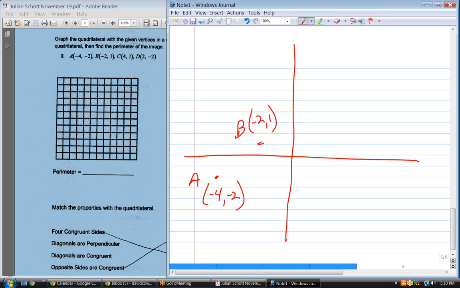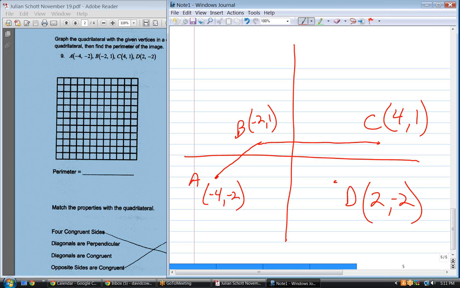C is (4, 1). And D is (2, -2). Okay. Now, notice that they have given us a figure where everything is horizontal or has a slope. It looks like a parallelogram.